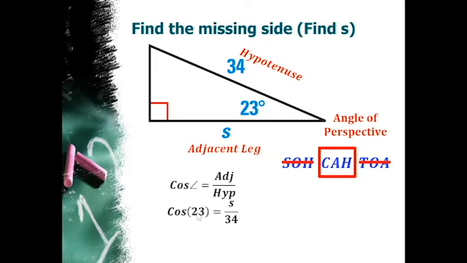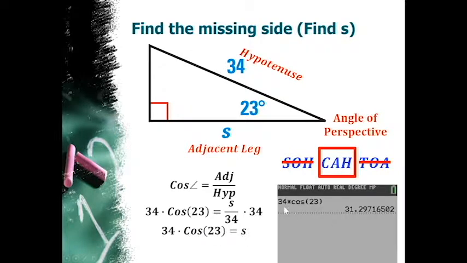Our angle measure was 23. Our adjacent side was s. Our hypotenuse had a length of 34. The variable is in the numerator of our ratio, so we're going to multiply both sides by 34 to get our 34s to cancel out on the right-hand side, leaving us with s. We would type in 34 times the cosine of 23 to get a value of 31.297.